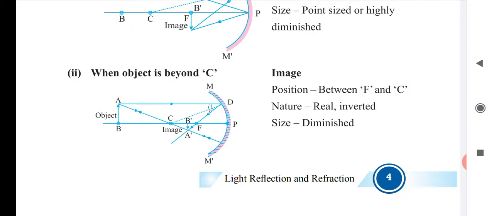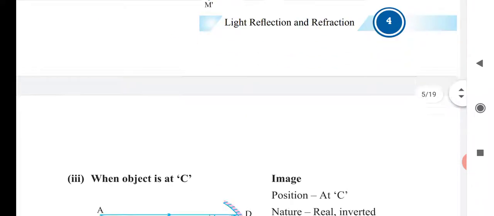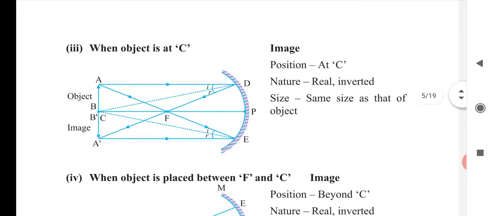So this is the second. We will move on to the third, that is, when the object is placed exactly at the center of curvature. You can see AB is the object. One ray is going parallel to the principal axis, and one ray they are sending through the focus. After reflection they are meeting at a point A dash B dash. You can see clearly from the figure.